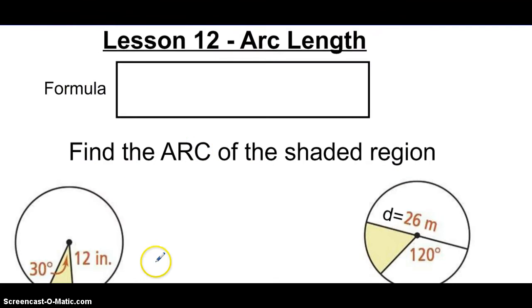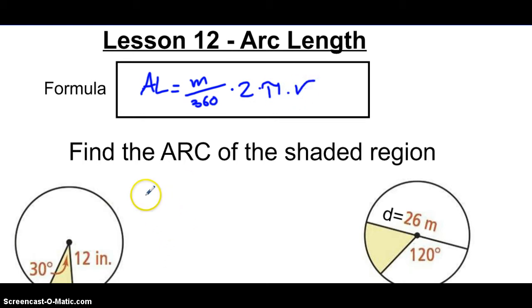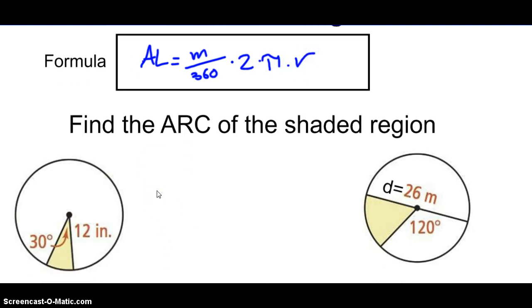Moving along. Arc lengths. Step one, put in your formula. All right, your formula is the arc length is equal to m over 360 times 2 times pi times r. Okay? Now, all you have to do is plug into your formulas to get these right. Now, are we giving you the formula on the test? No, so you have to have it memorized. First step, write down your formula. Arc length equals m over 360 times 2 times pi times r.